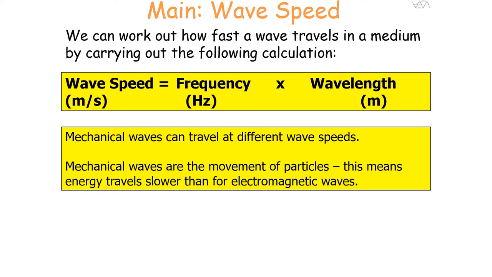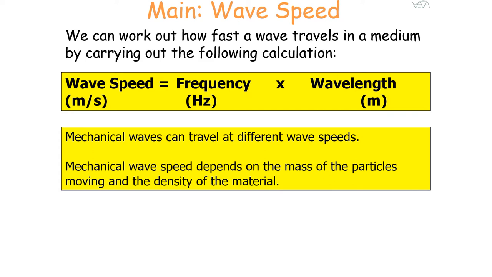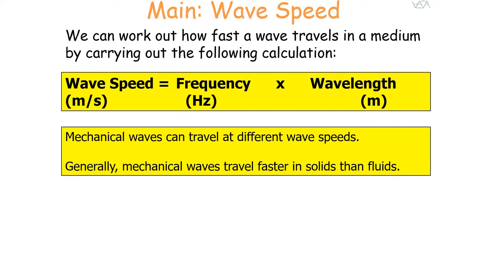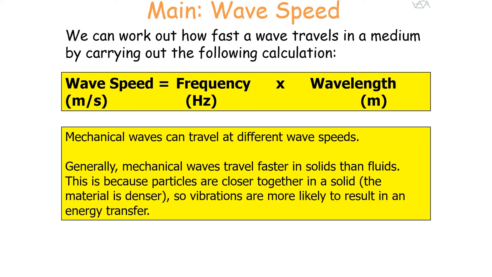Now, mechanical waves can travel at different wave speeds. Mechanical waves are movements of particles, so this means that energy travels slower than for electromagnetic waves. And the mechanical wave speed depends on the mass of the particles moving and the density of the material. Generally, we find that mechanical waves travel faster in solids than they do in fluids. That's because the particles are closer together in a solid because the material is denser, so the vibrations are more likely to result in an energy transfer.